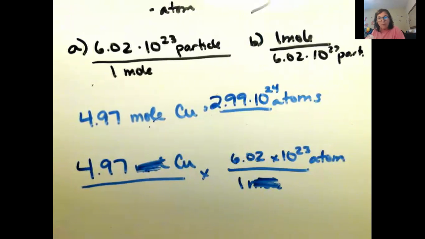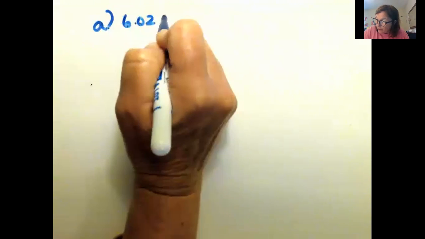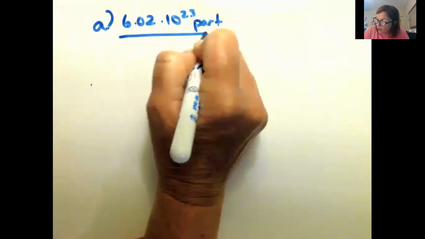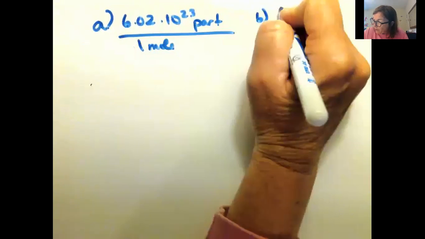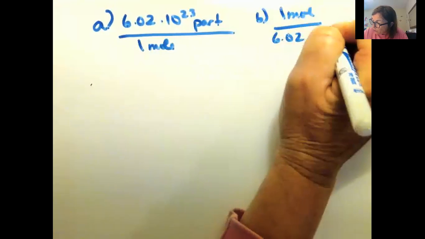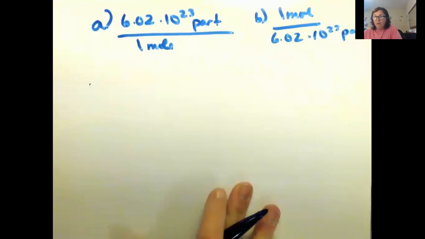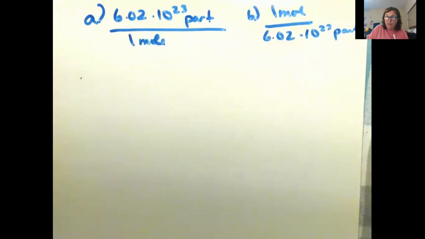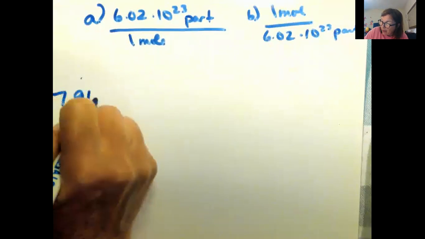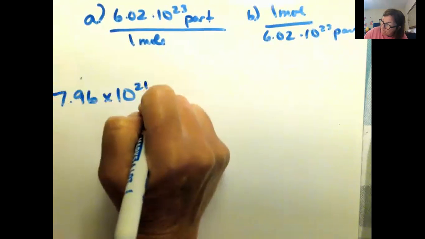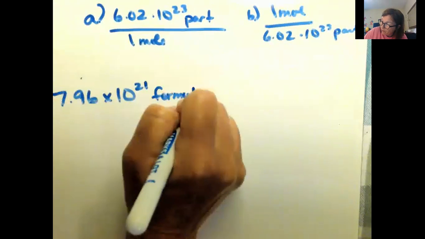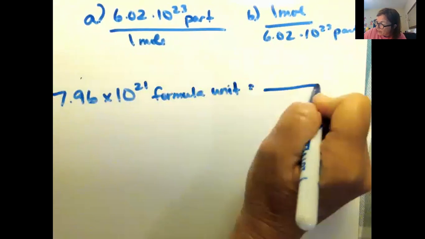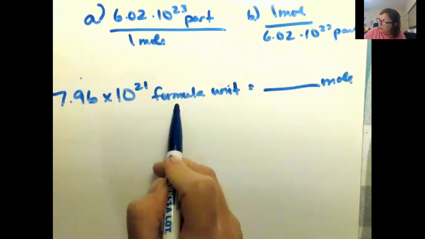Let's try another one. Let's just do a couple of these just to make sure we're all on the right track here. Oh, I should have left those up there. So again, A 6.02 times 10 to the 23rd particles over 1 mole, or B 1 mole over 6.02 times 10 to the 23rd particles. Kind of messed that one up, didn't I? There we go. Okay, so let's say I have 7.96 times 10 to the 21st, I don't know, say formula units. And I want to know how many moles that would be. So now we're going from formula units to moles.